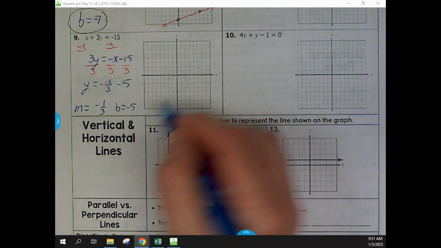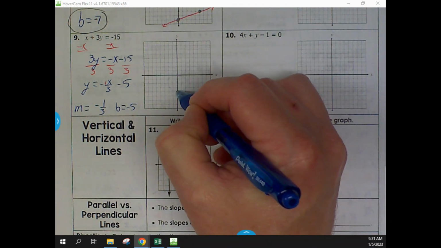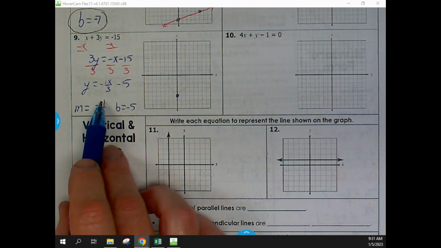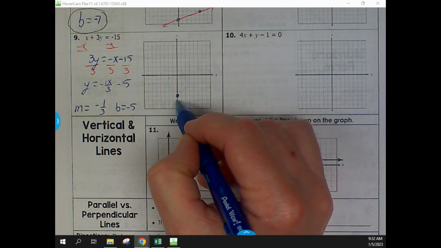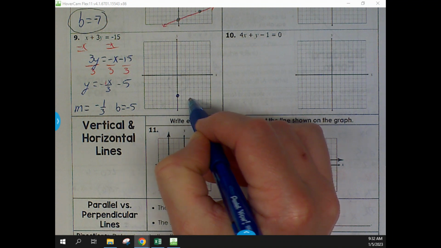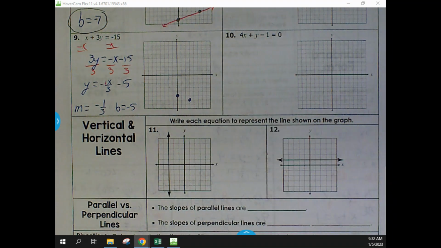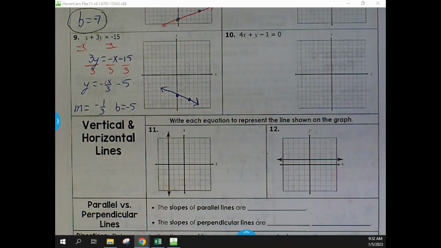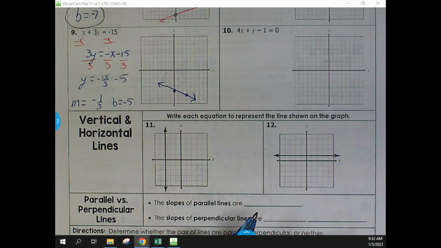Okay, so this one would begin at negative 5. 1, 2, 3. And the m is negative 1/3, so we're going to go down 1 over 3 from this point. So down 1, over 1, 2, and 3. Okay, and then one more. Okay, that's what we'll do for number 10.